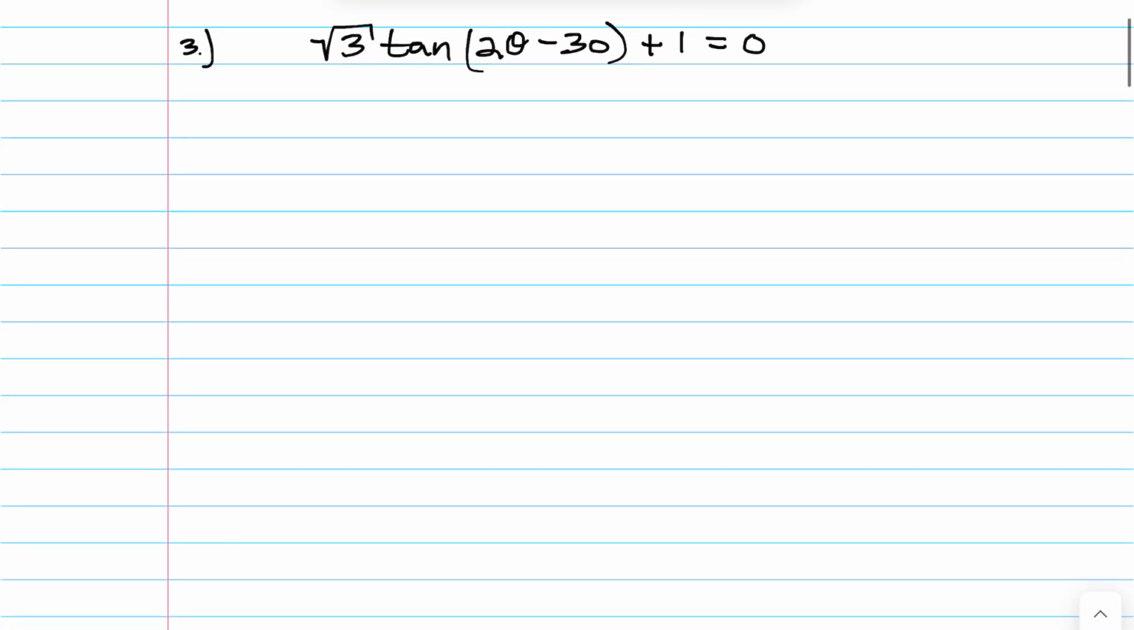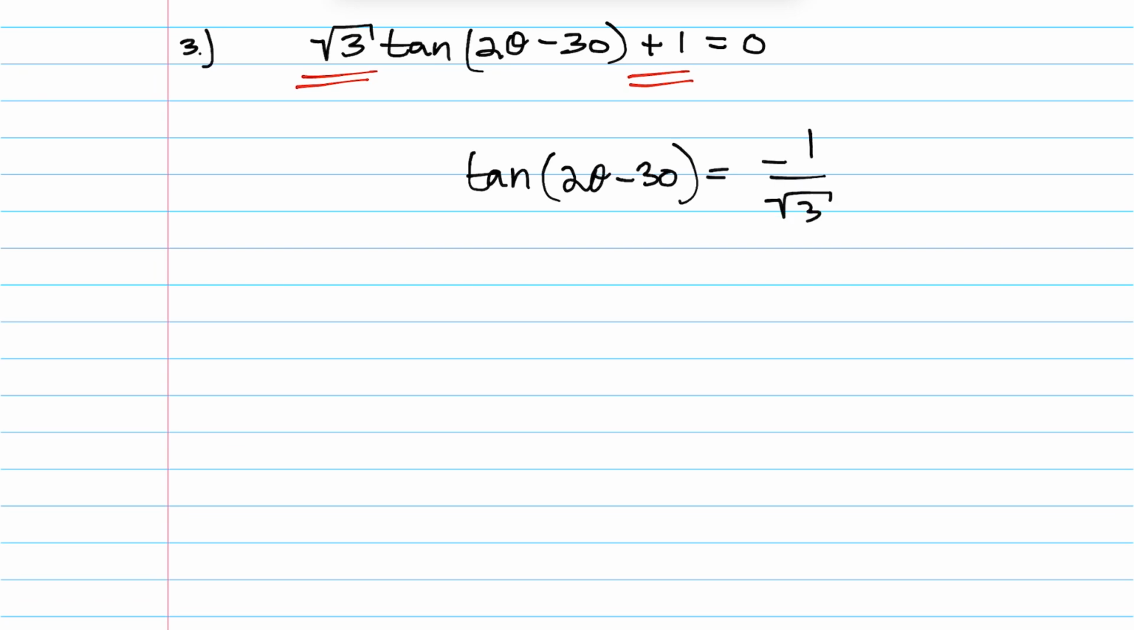Next one. And now you can see it's getting slightly harder. For this one, we'll first have to subtract 1 and then also divide by root 3. So we get tan of 2 theta minus 30 degrees equal to negative 1 divided by root 3. Again, use your calculator now, because we're going to get rid of the tan by doing the inverse. So that's finding the reference angle.